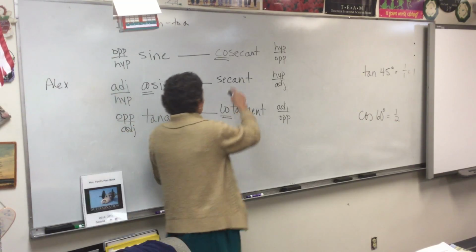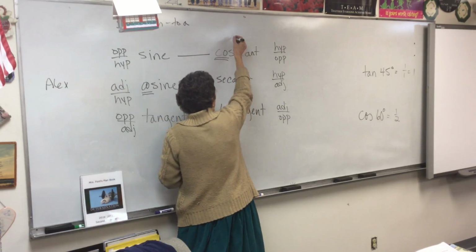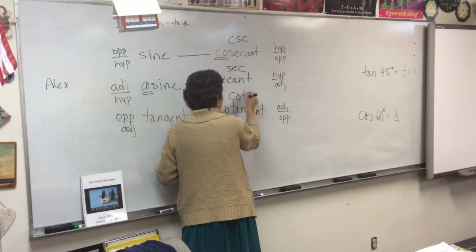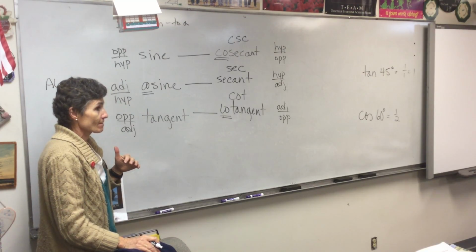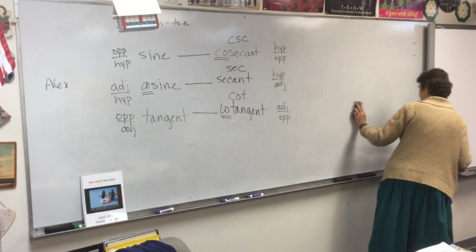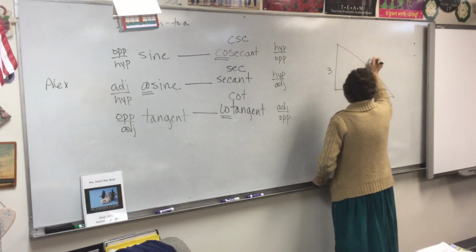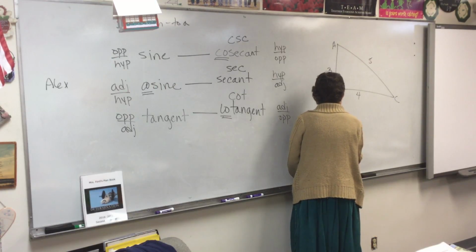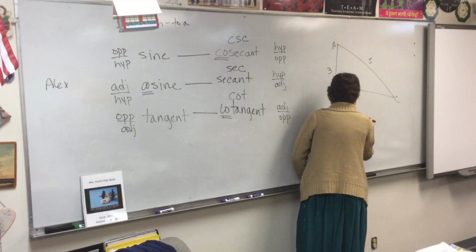Now, abbreviations, we don't write these words out all the time. We use abbreviations. Cosecant, CSC, secant, SEC, cotangent, COT. Those are the abbreviations. All right, so what's a problem like that going to look like? Well, let me draw my triangle again. And suppose I said, let's find the cotangent of angle C.